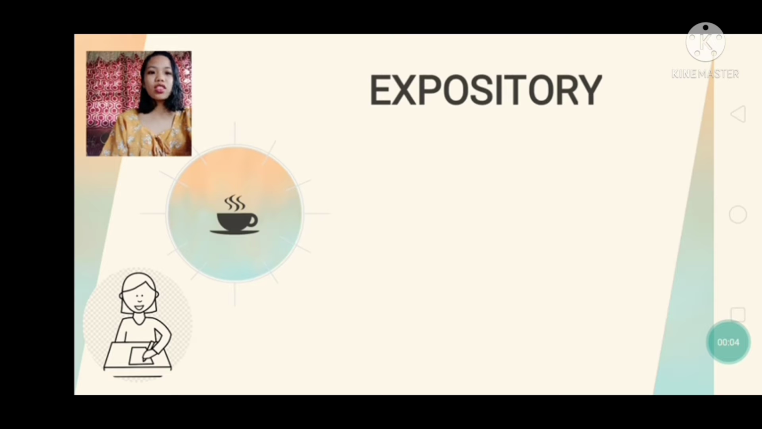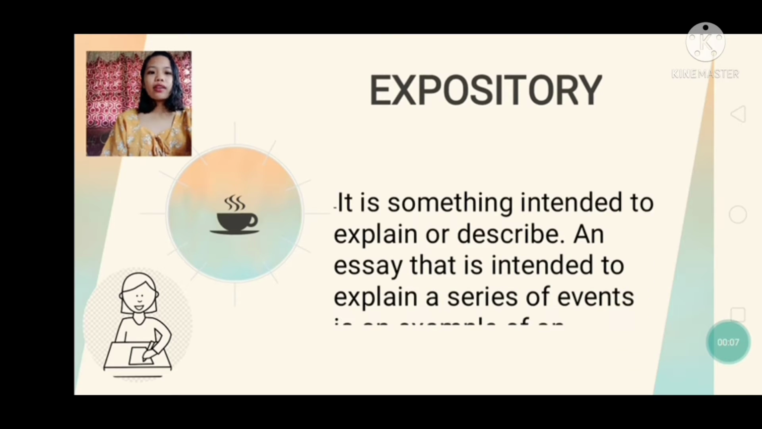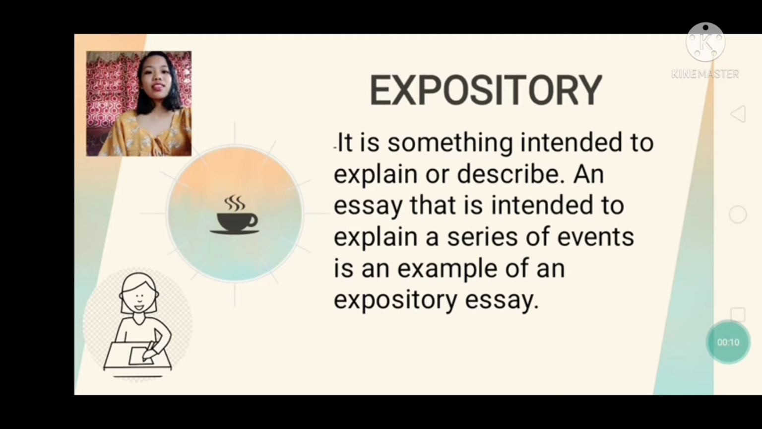Now we have expository. So what is expository? Expository is something intended to explain or describe. An example of this is an essay, which is intended to explain a series of events, an example of an expository essay. Reading expository text is critical for growth in reading ability. Normally achievers, those who are writing, have the ability to read, to comprehend, and to analyze.